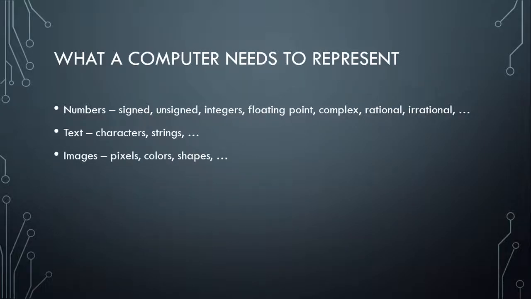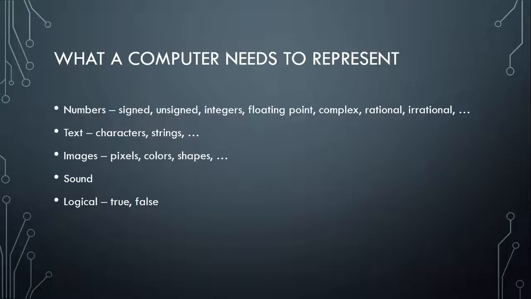Next up, images. This includes pixels, colors, and shapes. An image is, at the end of the day, a series of bits that the computer interprets to be able to make the image that you're looking at on your screen.